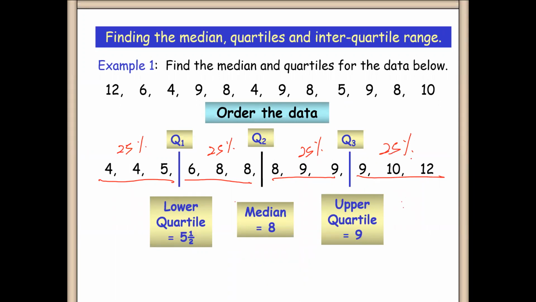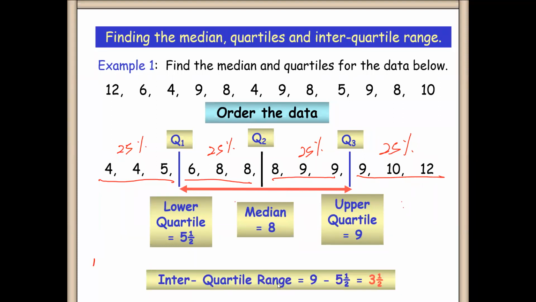Okay, now from here we get what we call an interquartile range. Now who can tell me what an interquartile range is? I'm waiting for you. Highest quartile, upper quartile minus lower quartile. Well done. Q3 minus Q1 is what we call an interquartile range. And we take Q3 minus Q1, which is 9 minus 5.5, giving you 3.5.